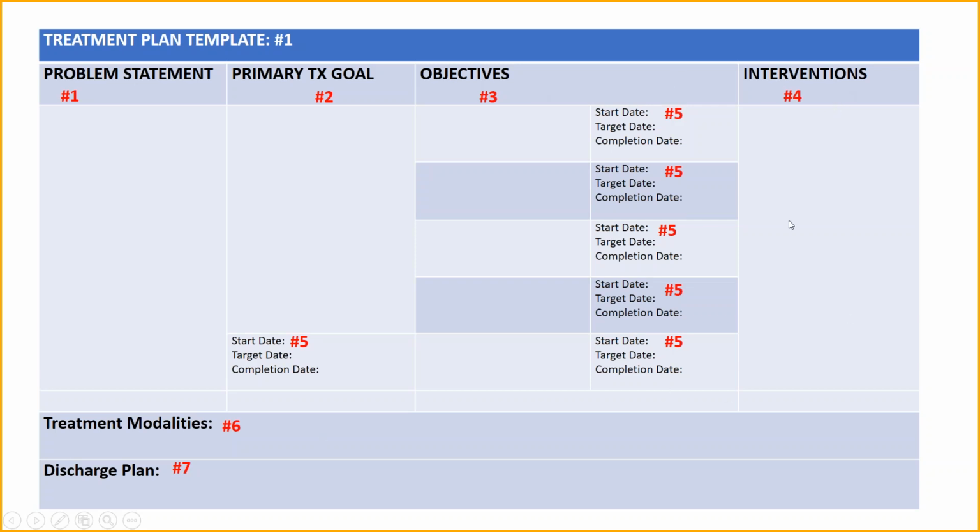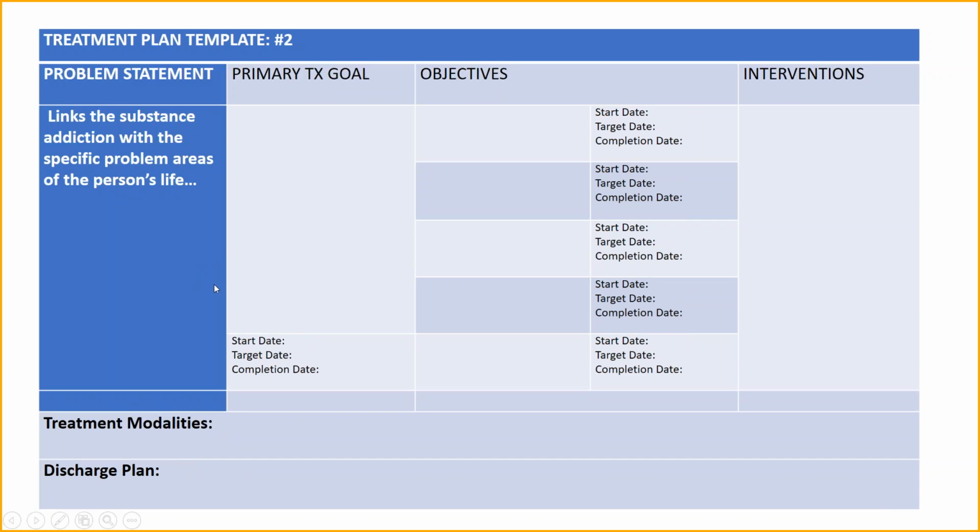Number five are the dates, the starting dates, the target dates, and the completion dates. And these are only listed under the goals and the objectives. Number six is the treatment modalities. What type of treatment are you going to engage the patient in? And number seven is the discharge plan. So what I'd like to do now is to look at each one of these seven areas individually.